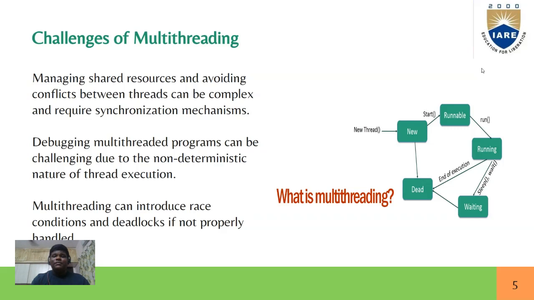Here we see a well-depicted diagram of what multithreading is. A new thread is created, it's new, and the start function is run. So it's runnable. It checks whether it's runnable or not, and if it's runnable, the run function is included and it starts running. The output is either waiting or dead. If it's dead, it's the end of execution. If it's waiting, we can use the sleep or wait function to activate it.